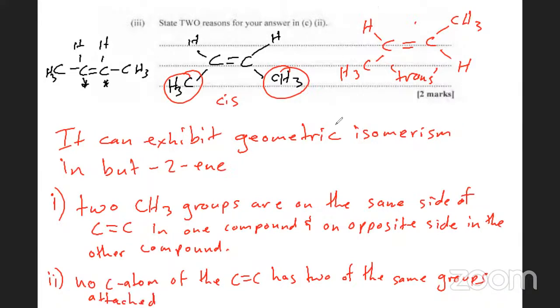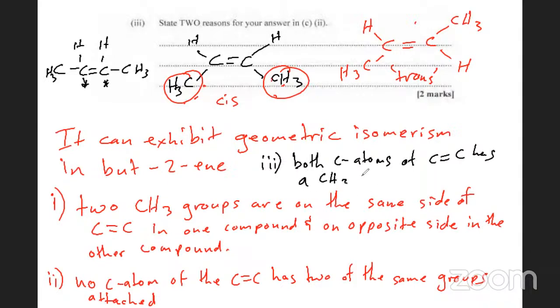All right, so that would be our answer for two marks. Both carbon atoms have a group in common. We could have put that as well. All right, so you could have put that as well. You could pick any of these two, all right? That's that. Let's scroll down to the next question.